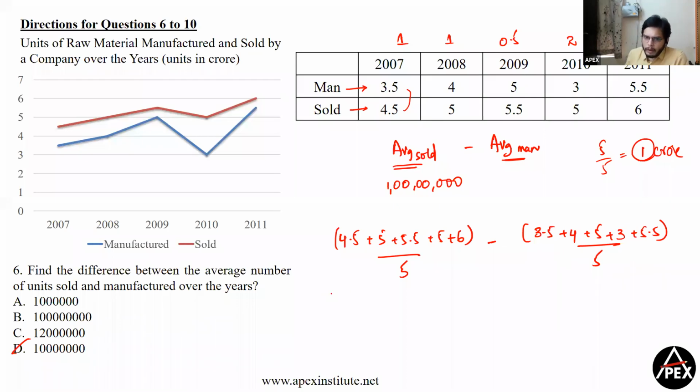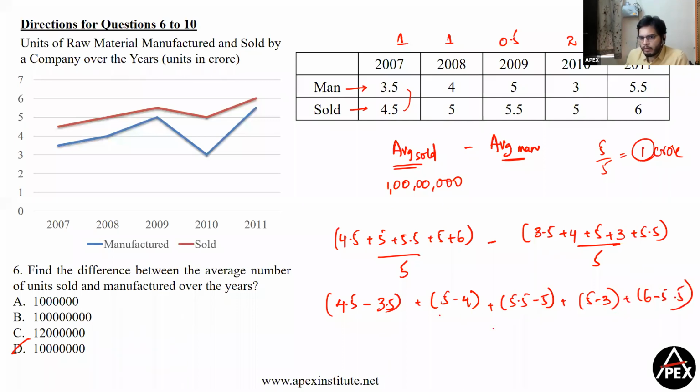So instead, what I have done is, after taking the LCM, 4.5 minus 3.5 plus 5 minus 4 plus 5.5 minus 5 plus 5 minus 3 plus 6 minus 5.5, divided by 5. That's what I have done here. The difference is 1, 1, 0.5, 2, 0.5. So add all these, 5, divide it by 5. Answer is 1 crore.